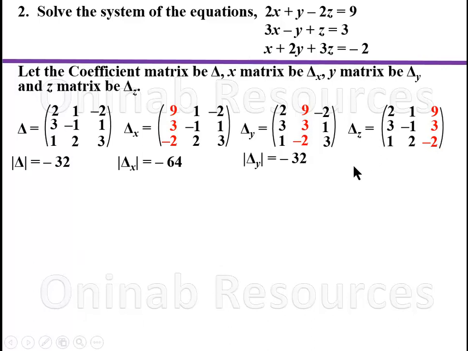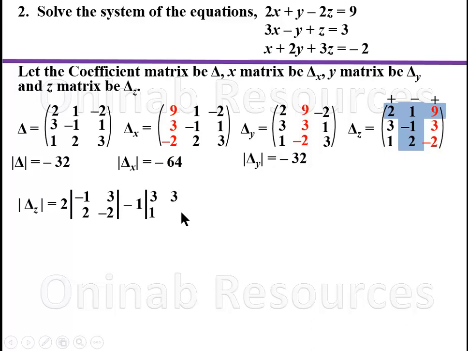Now we go to the last matrix, finding the determinant. We have positive here, negative, positive. So the first column, the first element there is 2. Since it is plus 2, delete the row, delete the column. We have a negative 1, 3, 2, negative 2. Go to the second column. There is negative 1. Delete the column, delete the row. We have 3, 3, 1, negative 2. And the last column is positive 9. Delete the column, delete the row. We have a 3, negative 1, 1, 2.